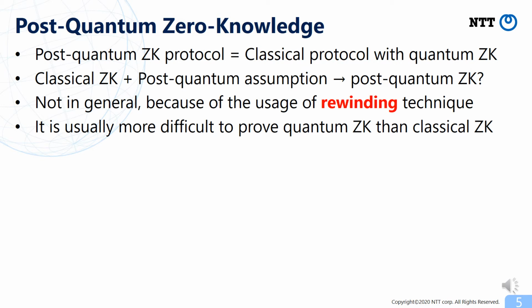Especially in this work, we focus on post-quantum zero knowledge protocols, which are classical protocols that satisfy quantum zero knowledge, that is, secure against quantum malicious verifiers. One may think that we can obtain post-quantum zero knowledge protocols by just plugging quantumly secure assumptions into classical zero knowledge protocols. Unfortunately, this doesn't work in general, because we often rely on a technique called rewinding in proofs of classical zero knowledge. Roughly speaking, rewinding is a technique to run the adversary many times to get useful information for simulation. But a quantum algorithm may perform measurements that are irreversible, and so we cannot rewind a quantum algorithm in general. For this reason, it is often much more difficult to prove quantum zero knowledge than classical zero knowledge, even for the same protocol.